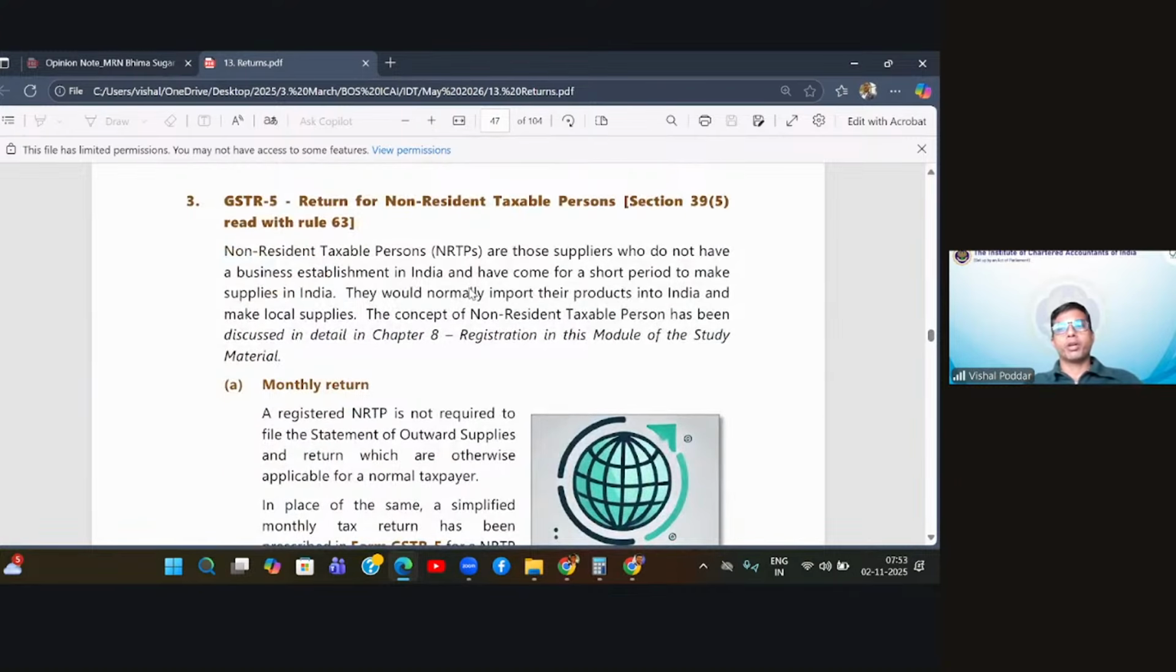Now coming to some more returns. Please read. GSTR 5, return for non-resident taxable person. Section 39(5) read with Rule 63. Non-resident taxable persons are those suppliers who do not have a business establishment in India and have come for a short period to make supplies in India. They would normally import their products into India and make local supplies. The concept of non-resident taxable person has been discussed in Chapter 8.